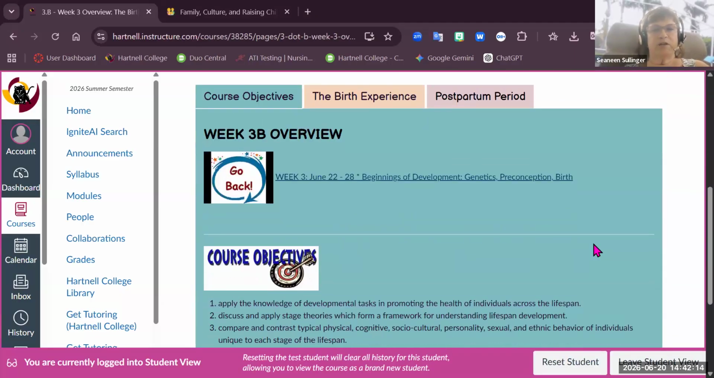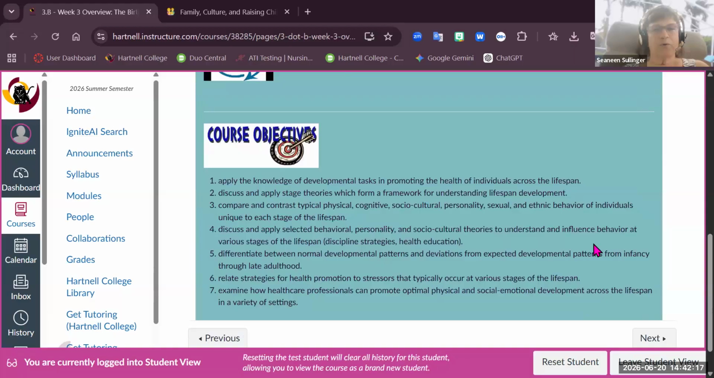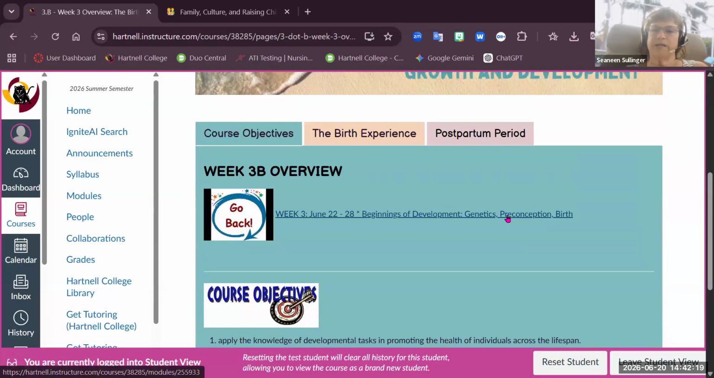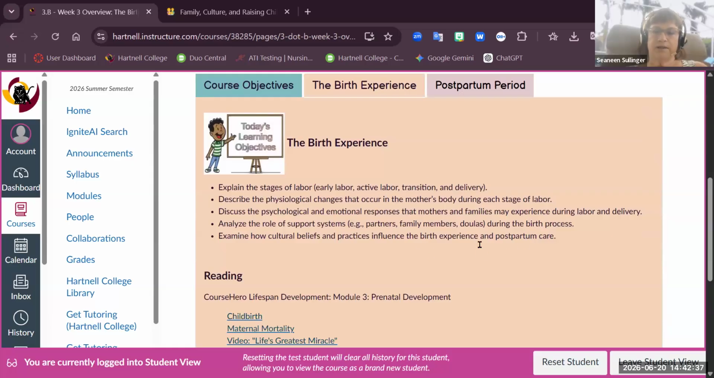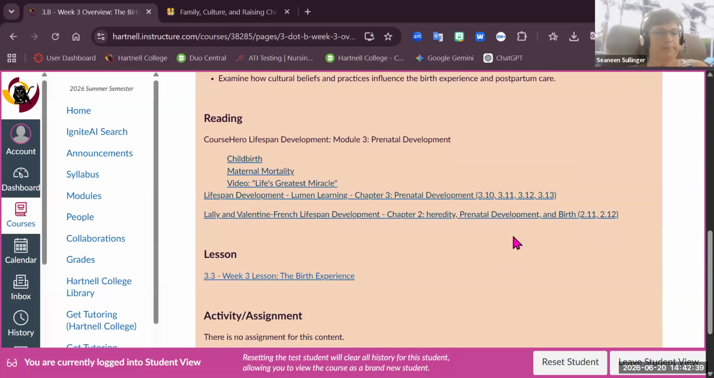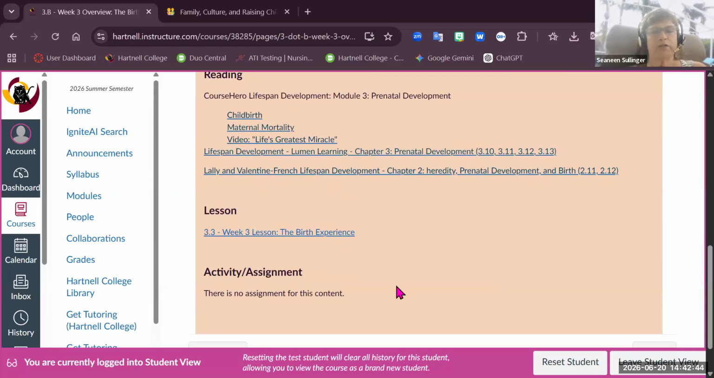These are the course objectives for these two topics. Here is the link that will take you back to the week three module. Here is your information and lesson on the birth experience and the information and lesson on the postpartum period. So let us start with the birth experience. Here are the specific objectives for the lesson, and then the reading that you have available to you. There is no particular assignment or activity for this content. So let's dive into the lesson.